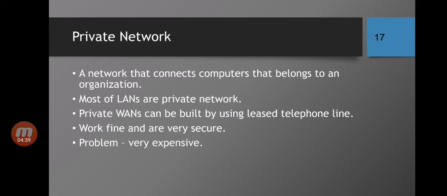A private network that connects computers that belong to an organization is called a private network. Most LANs are private networks, as we have seen before. Private ones can be built using leased telephone lines. This is actually a collection of LANs, which can be private and can be public. But for private ones, using leased telephone lines works fine and is very secure. However, a private network is actually very expensive.